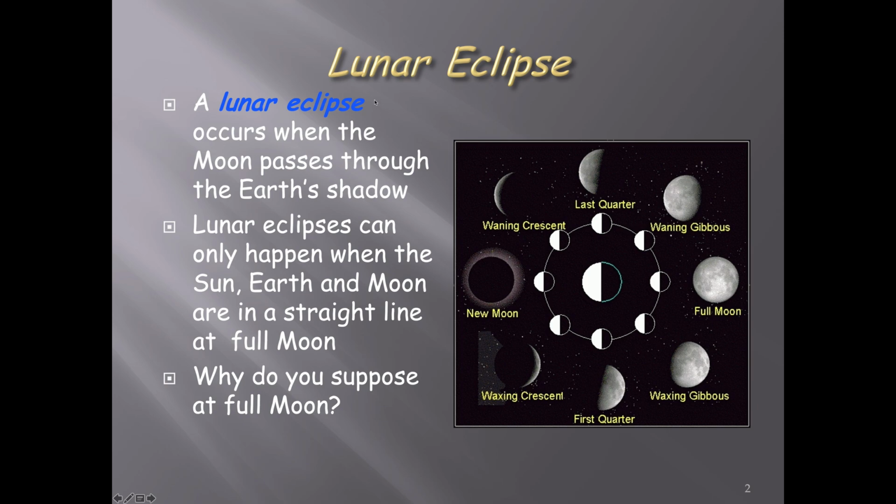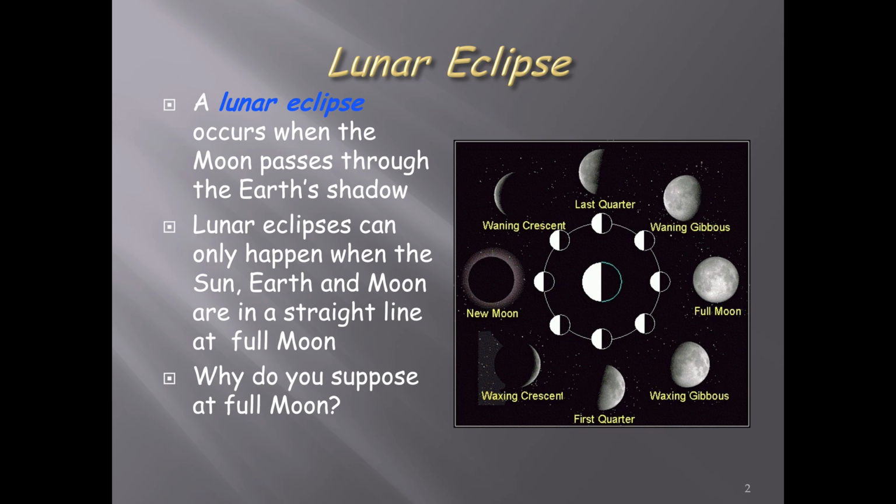And what a lunar eclipse is, you remember lunar from the Latin word luna, which means moon. And an eclipse is just to block light. So this would be when the moon's light is blocked. And the only way that can occur is when the moon passes through the Earth's shadow.